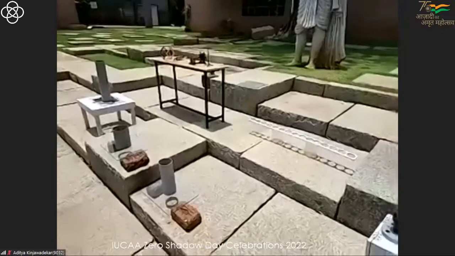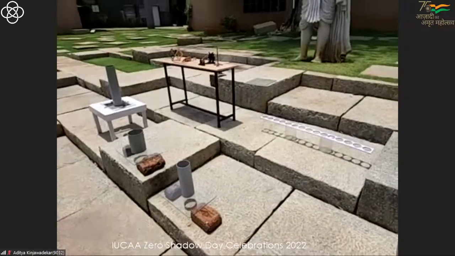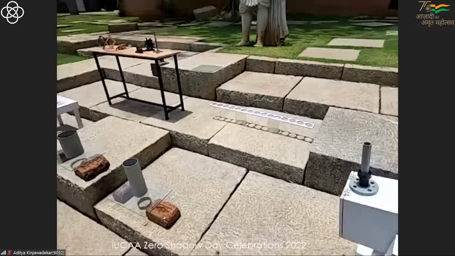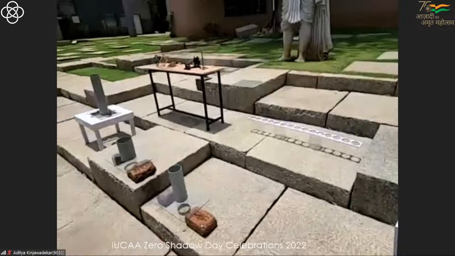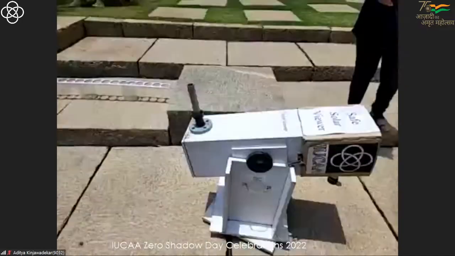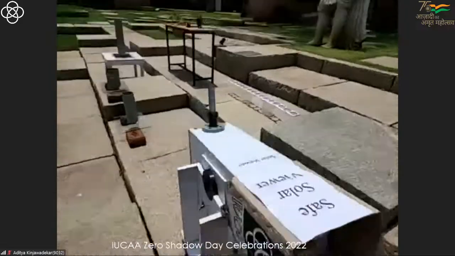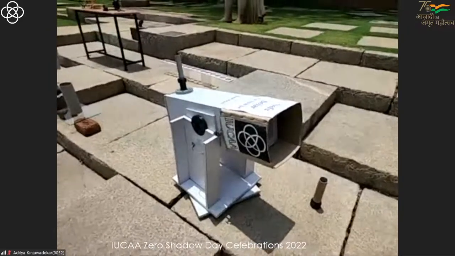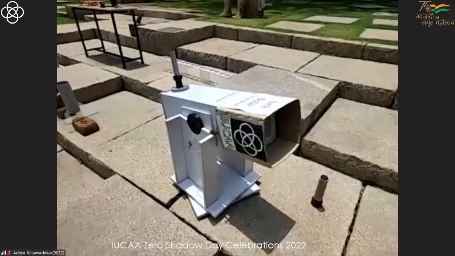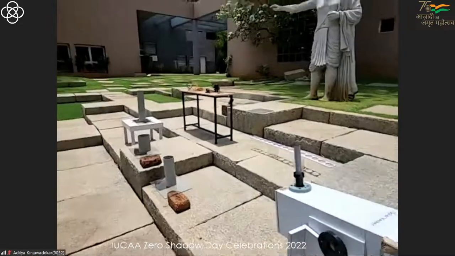So now what we are going to do is, it's almost 12 o'clock. Now we are going to start marking shadows on any one of the pipes. And over here on the right hand side, we have a solar viewer. So we are also going to set up the sun, and we are going to observe the image of the sunspots. As soon as we set up the sun in the solar viewer, we will show you the image of the sun.